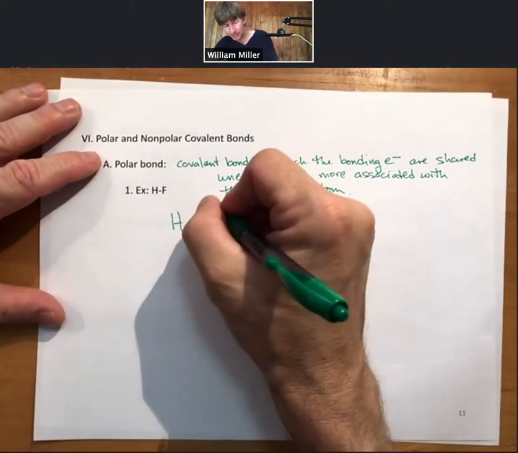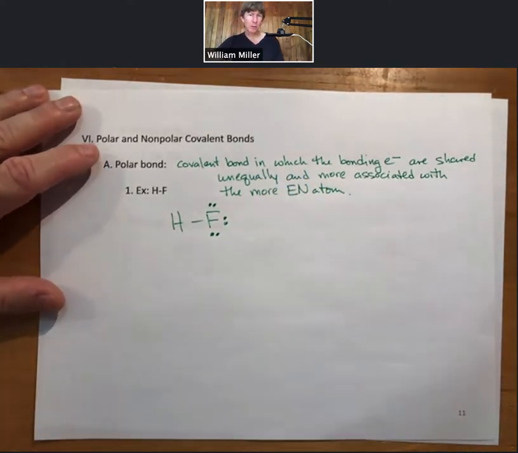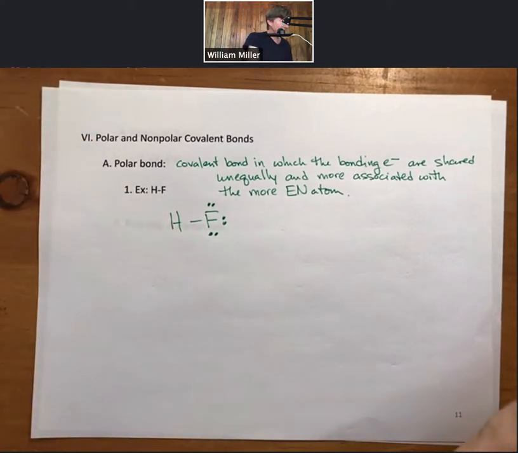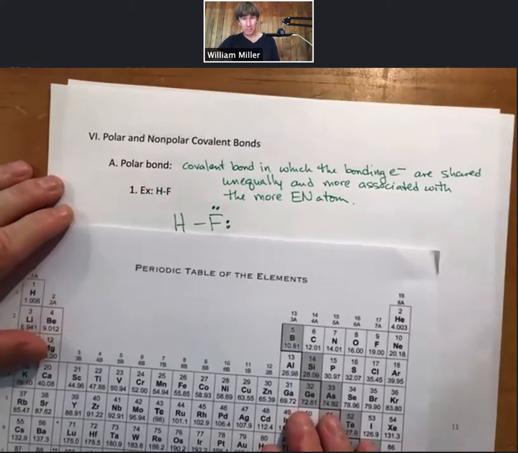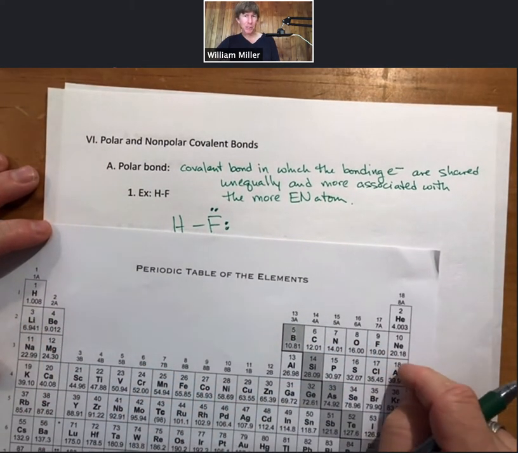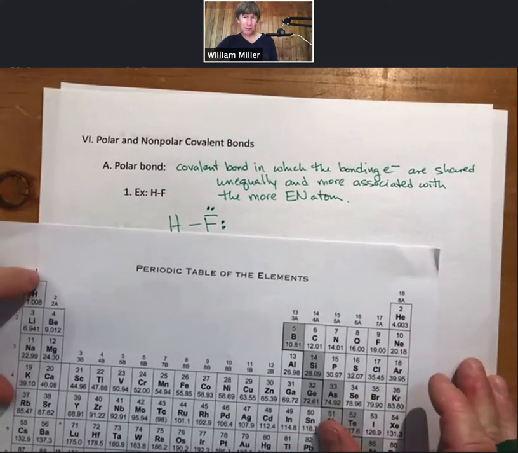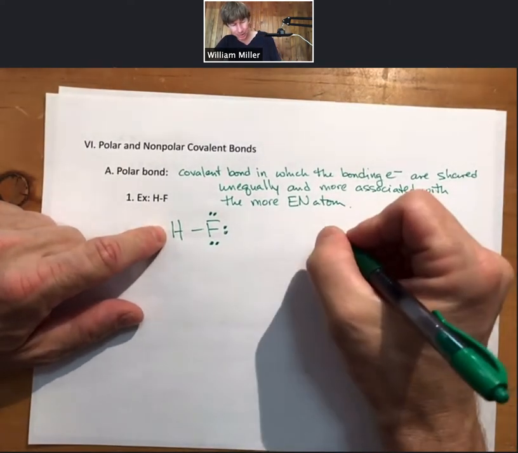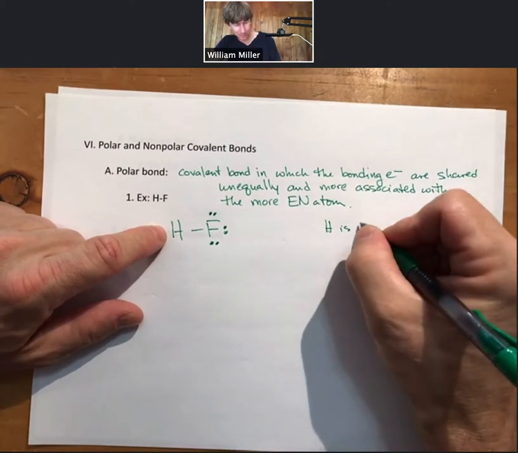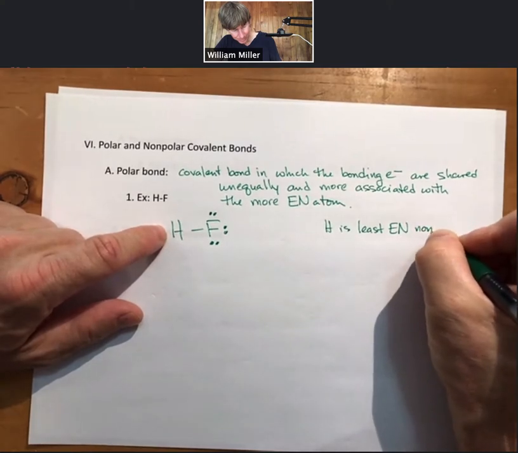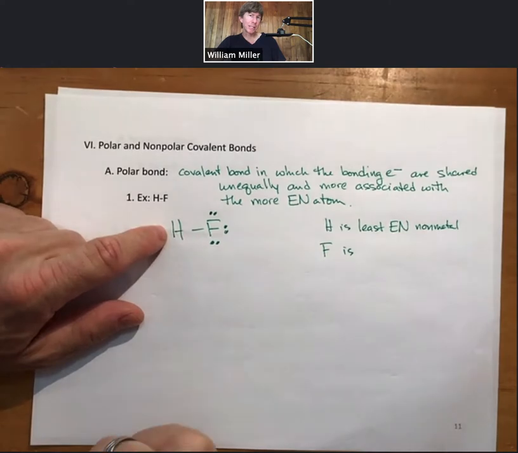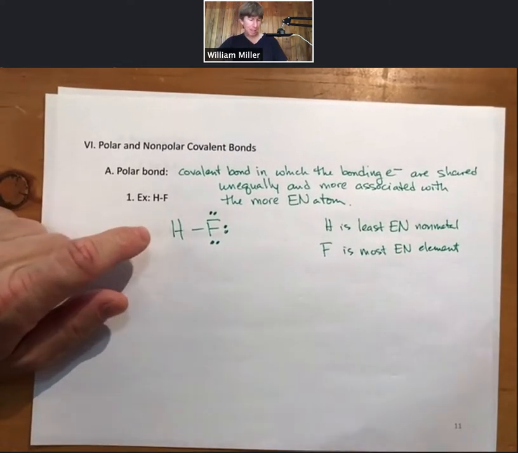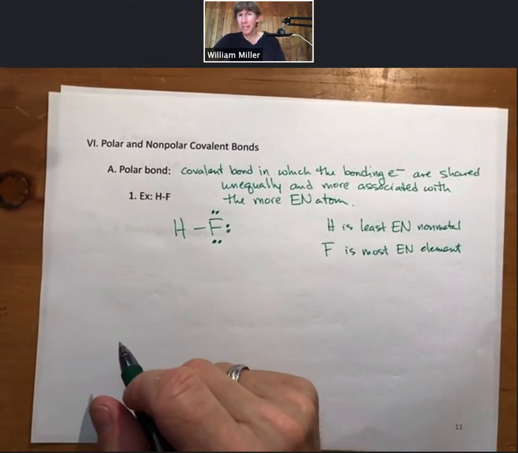If we were to draw its Lewis structure, there would be three pairs of electrons plus the bond around the fluorine for its octet, and we are now complete. Now, if we look at our periodic table, we know that fluorine is the most electronegative element. As you go to the left and down, your electronegativity decreases. Hydrogen's way up here. The thing to know about hydrogen as far as nonmetals is that hydrogen is the least electronegative nonmetal. Fluorine is the most electronegative element, so definitely more electronegative than hydrogen.